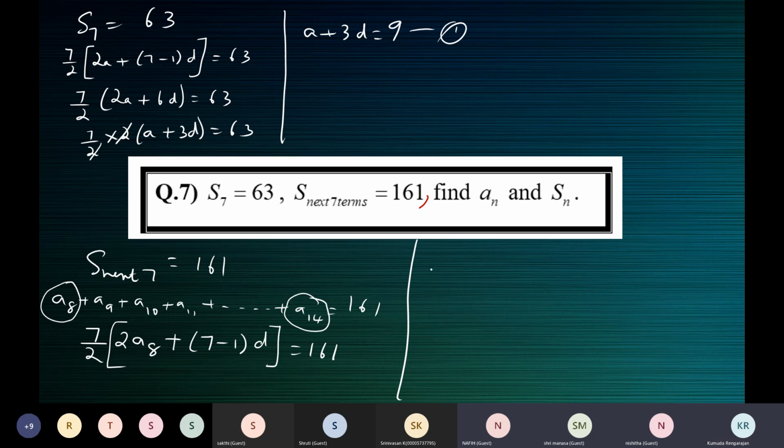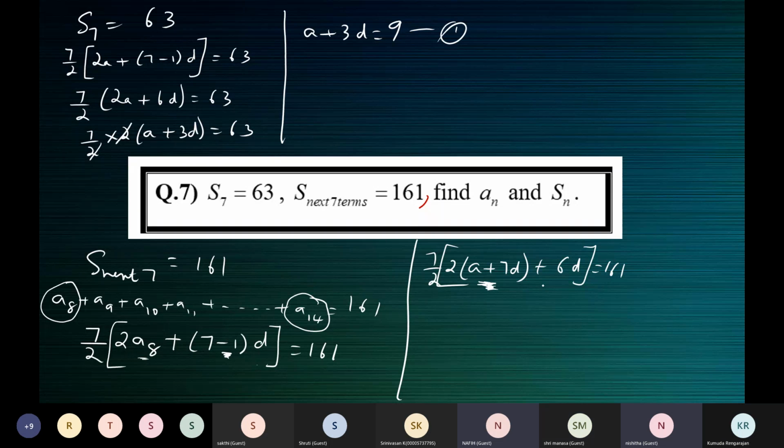So how do we work this? We have 7 by 2 of 2 into what is A8? A plus 7d. So 2 into A8, what is A8? A plus 7d. And this one, 7 minus 1 is 6, 6 into d is 6d. So 2 into A plus 7d, plus 6d, is equal to 161.